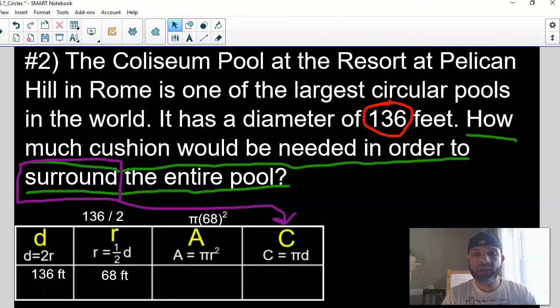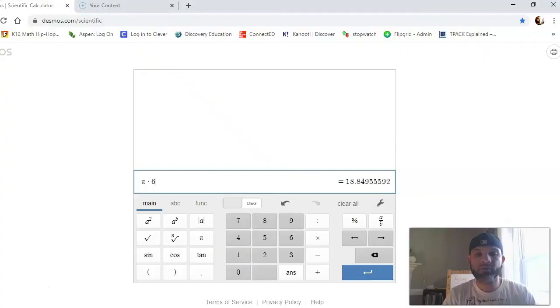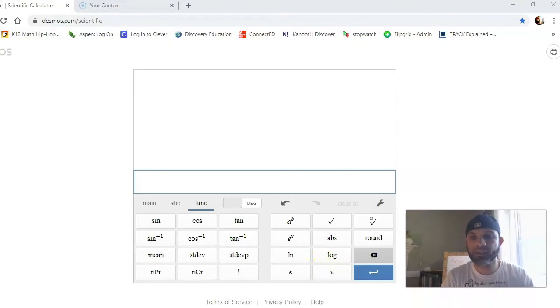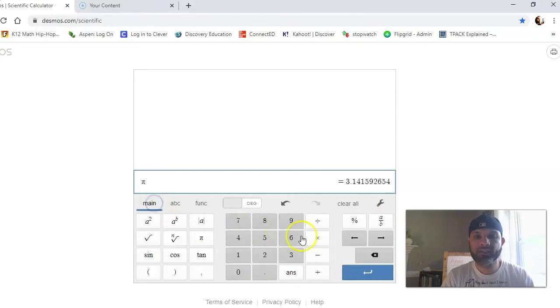So pi times 68 squared. Let me use Desmos, clear it. Pi times 68 squared. And there we see it's 14,526.724. So that 4 tells us that the 2 is going to remain the same. It's not going to round up.